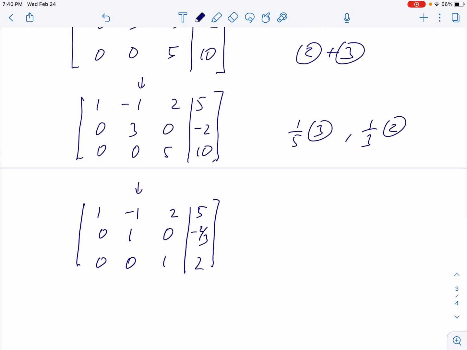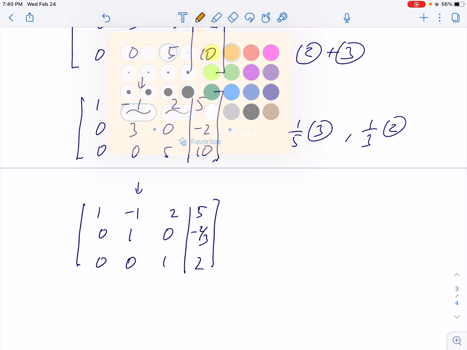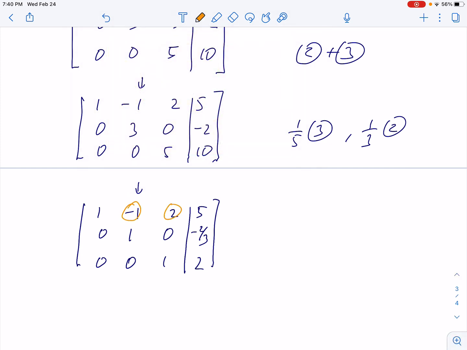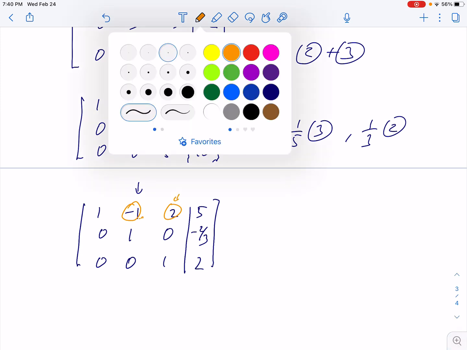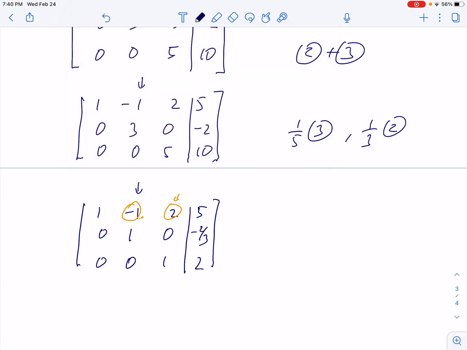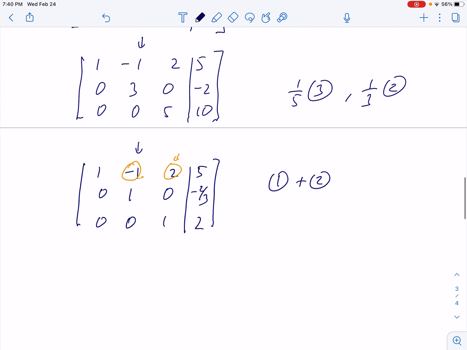And this is what we can do. I can eliminate these two numbers. Let me surround them like that. If I add the second to the first, it will make 0 in this position. If I multiply the third by negative and add to the first, I can make 0 also here. And let's do these things one by one. First, adding second to first. First plus second.